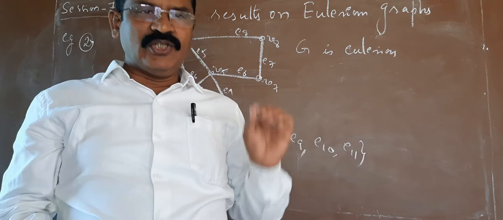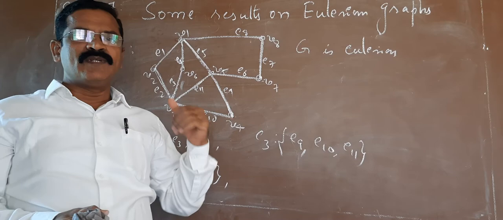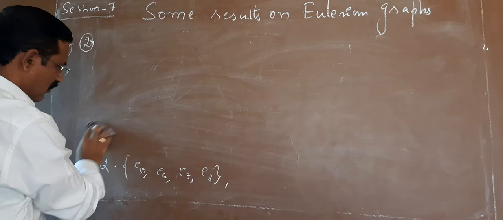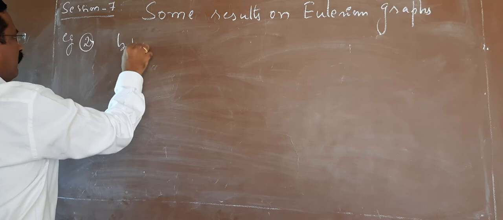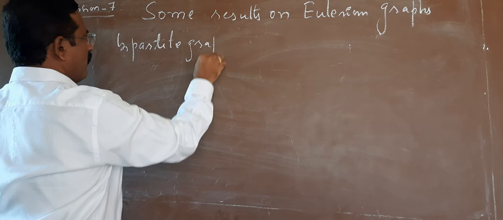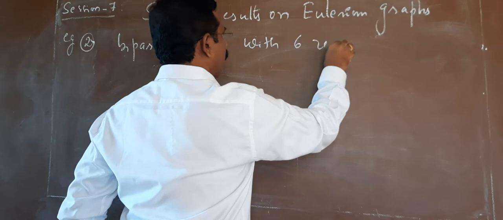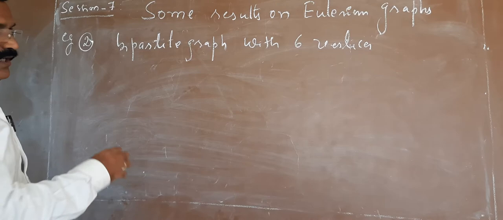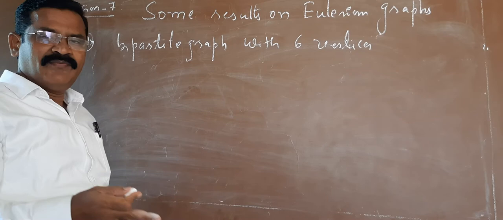The example is, give an example of an Eulerian graph with 6 vertices, which is also a bipartite graph. So what is the question? Give an example of a bipartite graph with 6 vertices, which is also an Eulerian graph. You have to give an example of a bipartite graph with 6 vertices, and it should be Eulerian. You know already which graph is Eulerian. A graph is Eulerian if and only if the degree of every vertex is even. Now that should be bipartite.